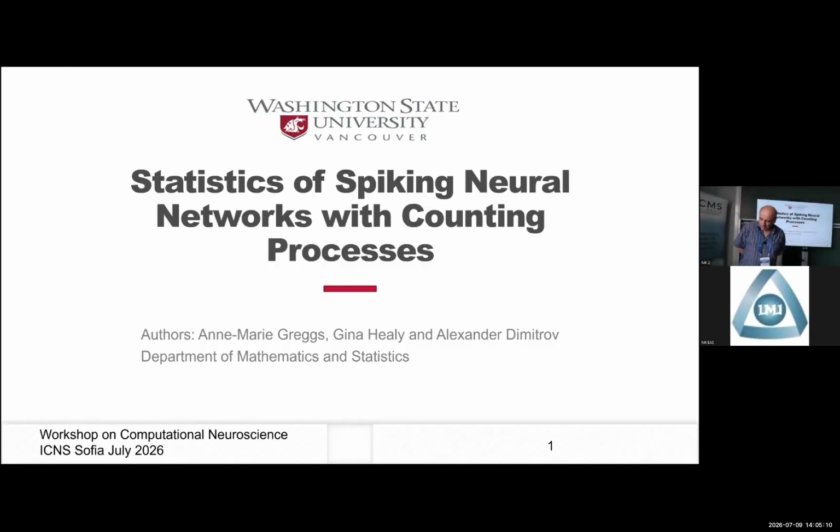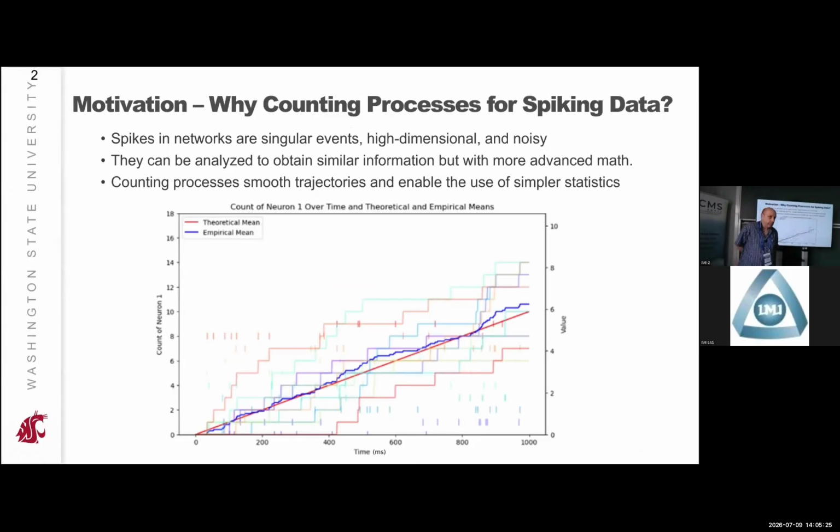I'd like to show some work on statistics with counting processes. This is mostly work by a couple of graduate students, Anne-Marie and Gina. Why do we need to work with counting processes? I'll try to convince you that it's a good idea.